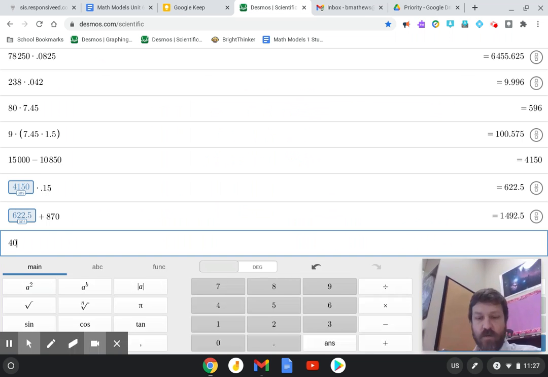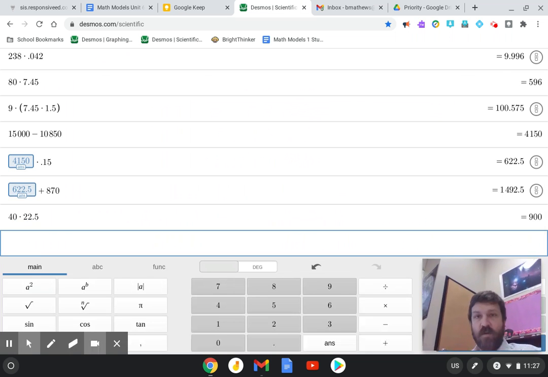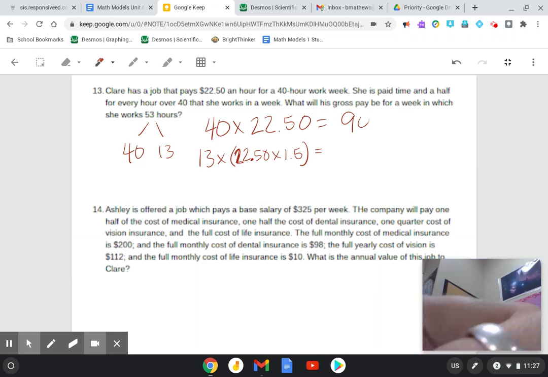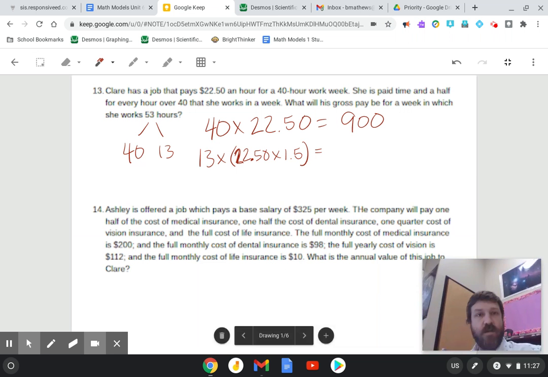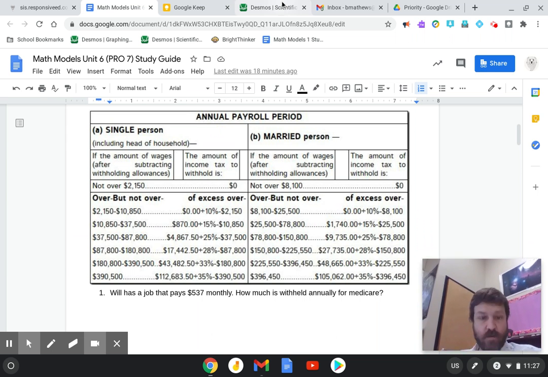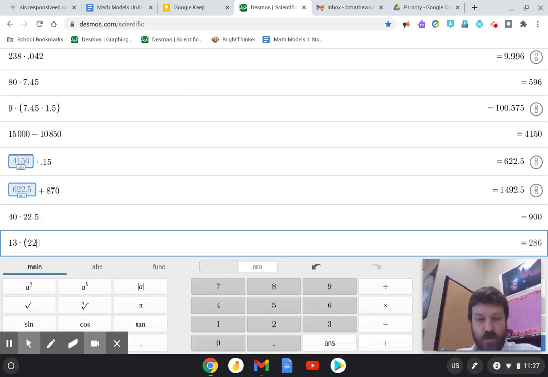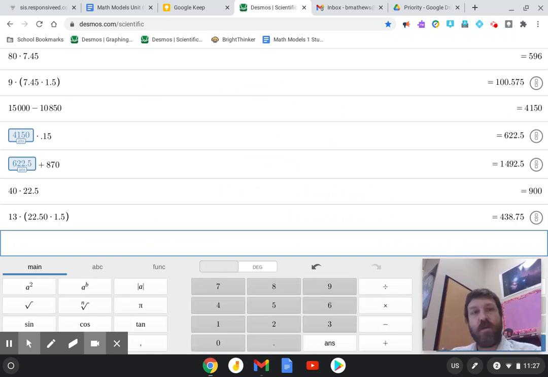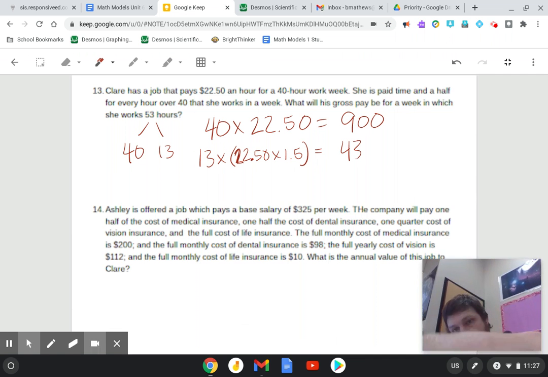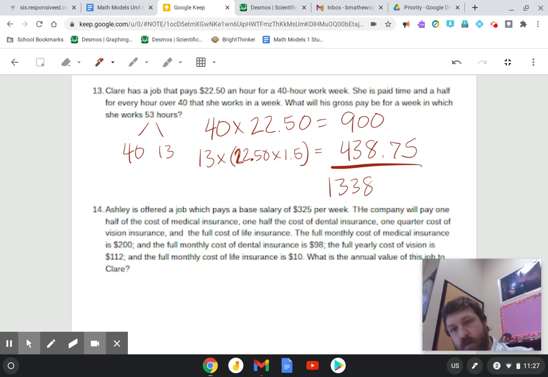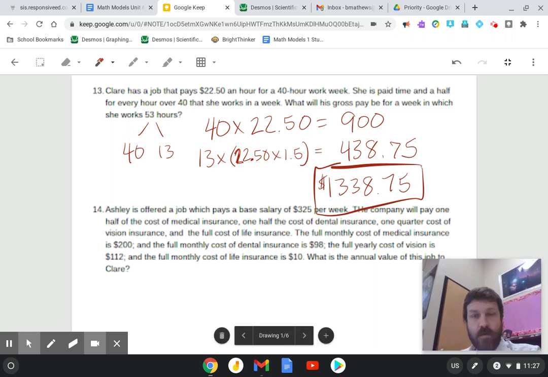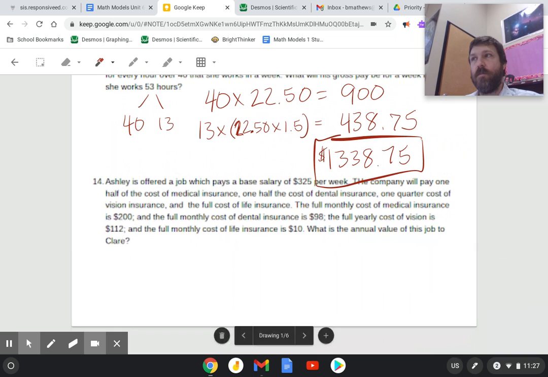Those are our two multipliers there. 40 times 22.5. That's 900. Then we have 13 hours times 22.50 times 1.5. 438.75. And then we add those up. We get 1,338.75. All right. So that's it for that question. Next one is one of the more complicated ones, takes more steps.